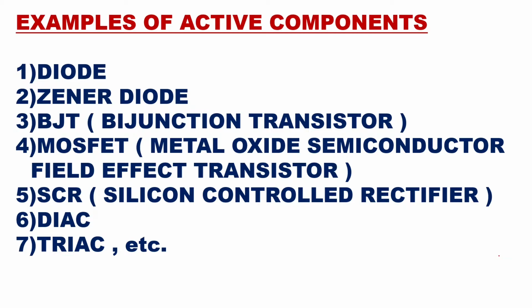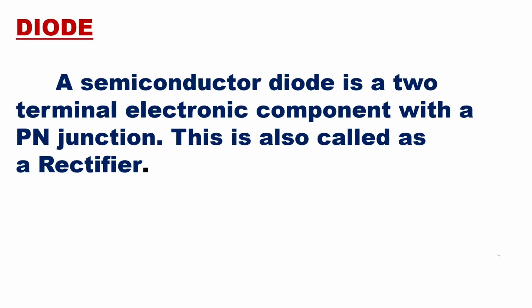Okay, so let's start with the first, diode. A semiconductor diode is a two-terminal electronic component with a p-n junction. This is also called a rectifier. Okay. Now what will happen is, when we study semiconductor devices, we will study something called p-type material, and we will also study something called n-type material, p and n type of material.